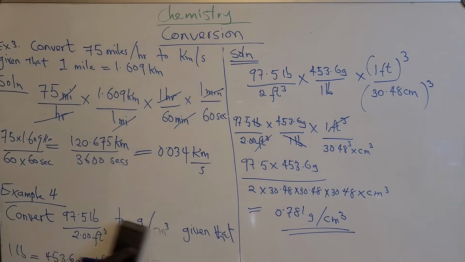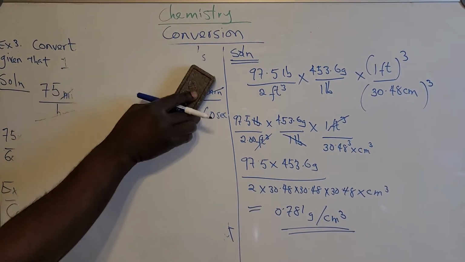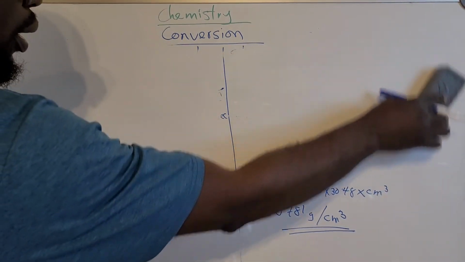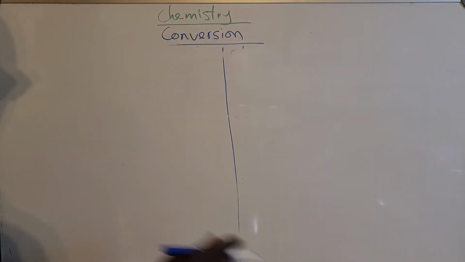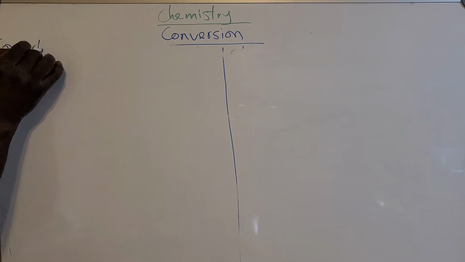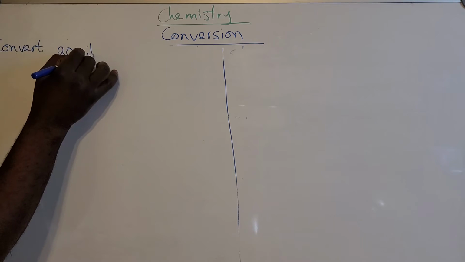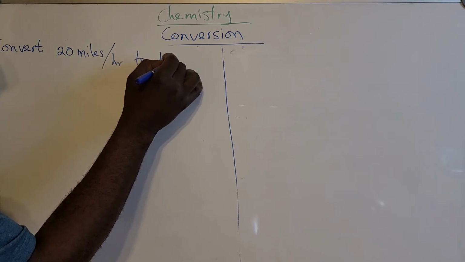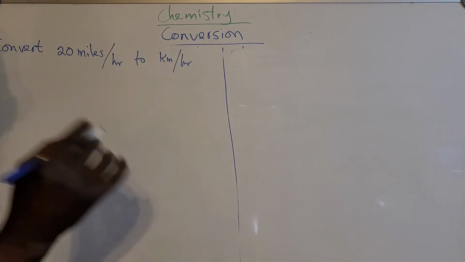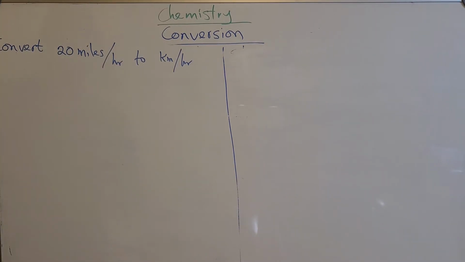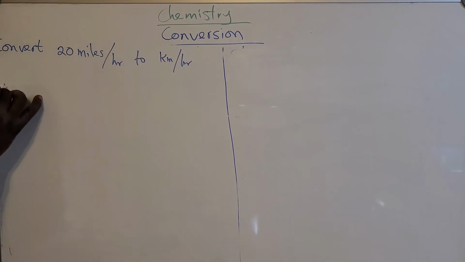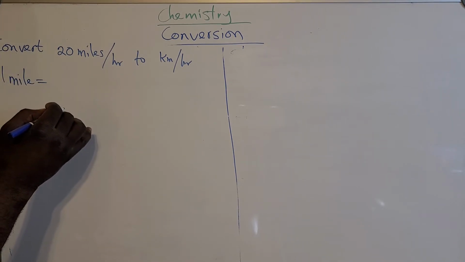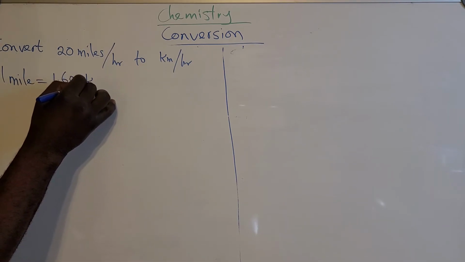So the question here is, and this is all part of chemistry, convert 20 miles per hour to kilometers per hour. Let's leave that as K per hour, because in Canada, that's what you're going to see. So you have 20 miles per hour. We know that 1 mile is equal to 1.609 kilometers, right? That's what we know.